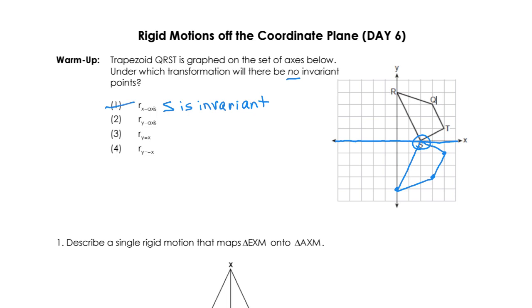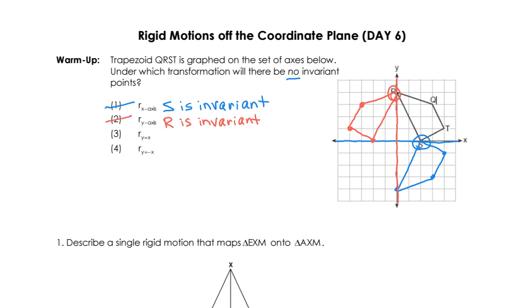Okay? If we were to reflect our trapezoid over the y-axis, I think you guys can see what point wouldn't move. And our trapezoid would look like this. And under that reflection, R would be invariant because R didn't move. It was on the line of reflection, so R is invariant. But that's not what we're looking for.